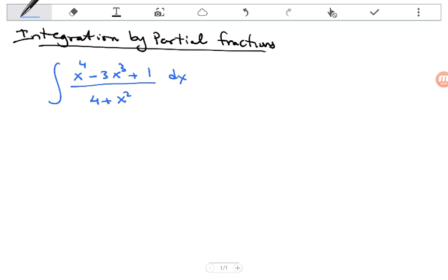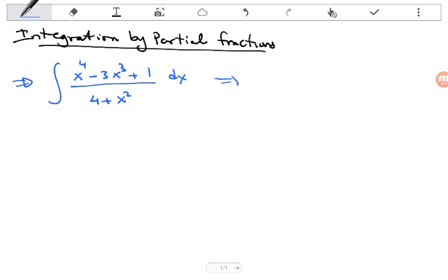Okay, today we will study a new lesson in integration, which is integration by partial fractions. Do you remember how to deal with this integration? Long division. Yes, it is a polynomial divided by a polynomial.